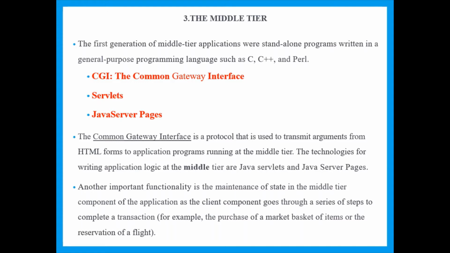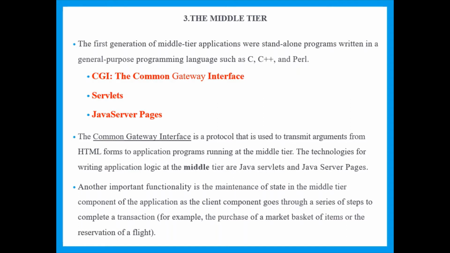The middle tier applications were standalone programs written in general purpose languages such as C, C++ and Perl. The overhead includes starting the application every time it is invoked and switching processes between the web server and the application. Therefore, such interactions do not scale to a large number of concurrent users.